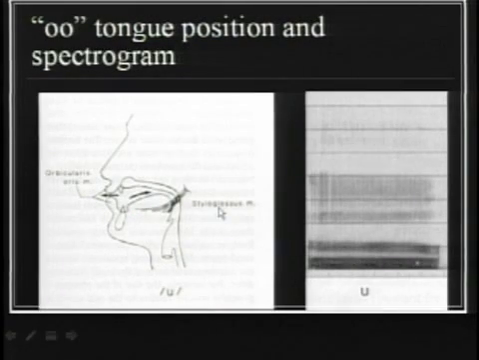So the "oo" adds a little bit of a different dimension. "Oo" is relatively far back. What's the main difference between "ah" and "oo"? Lips. Okay, you've got lip rounding now.